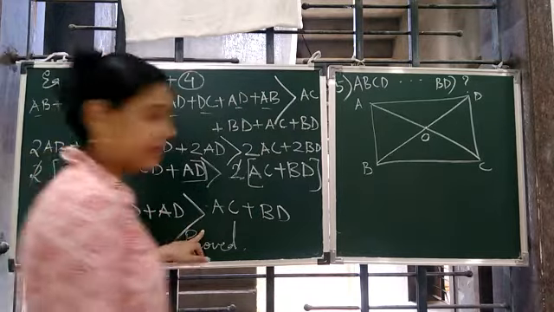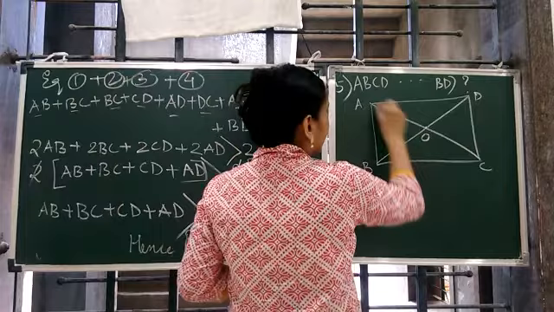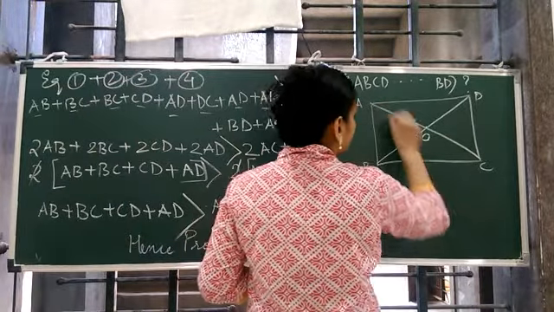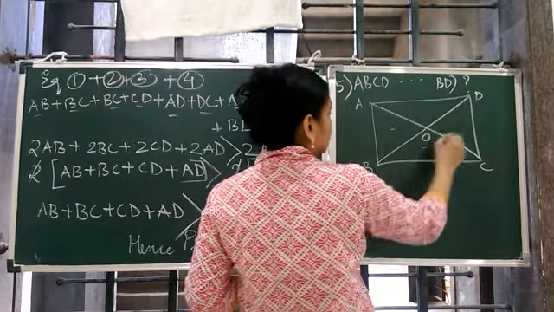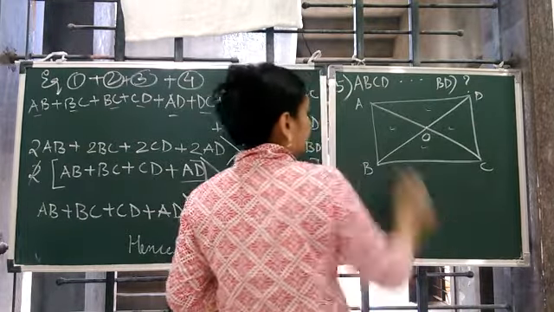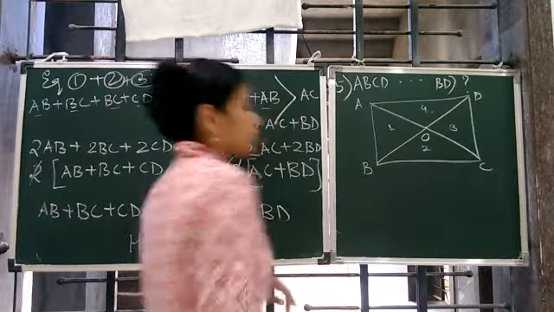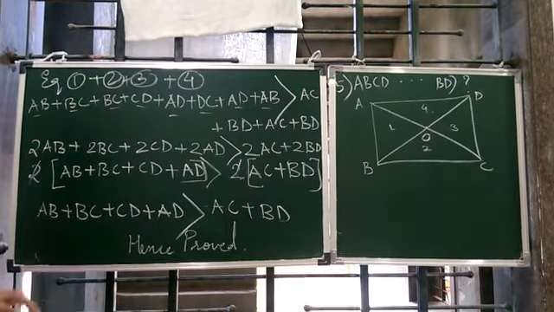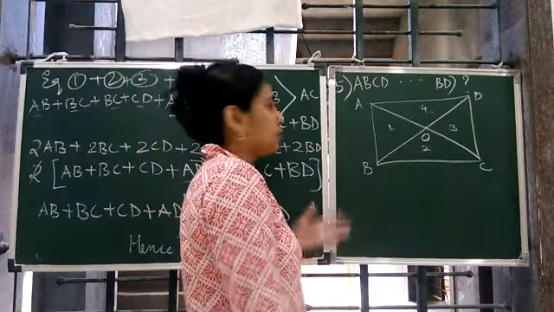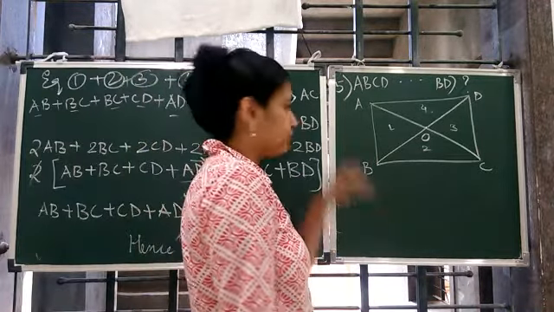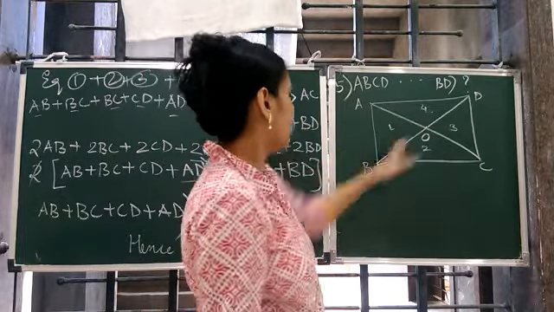Very simple. Again, since there is a greater than sign, we will have to do the same thing again. These diagonals are dividing the quadrilateral into four triangles: 1, 2, 3 and 4. You can see. So let's take these triangles and find out whether we can get the proof or not. Let's find out. So we start with this triangle AOB.